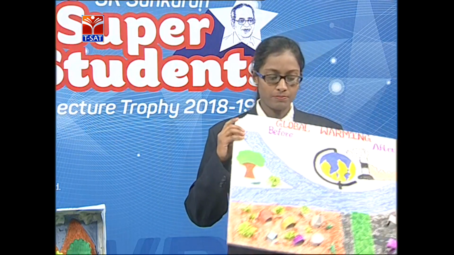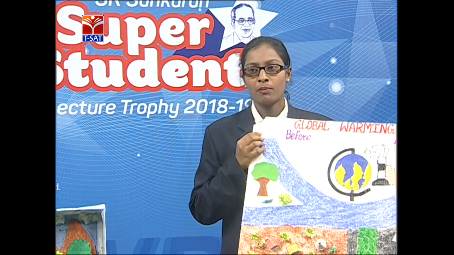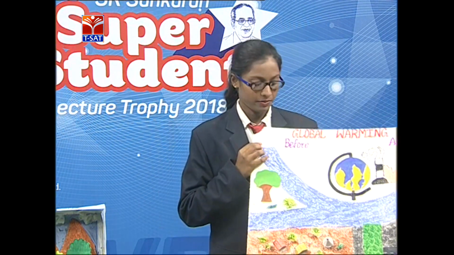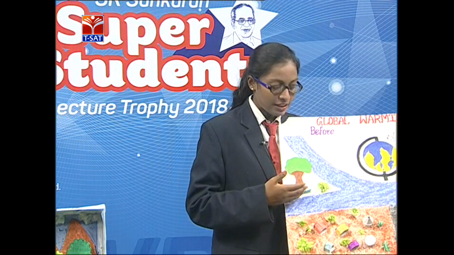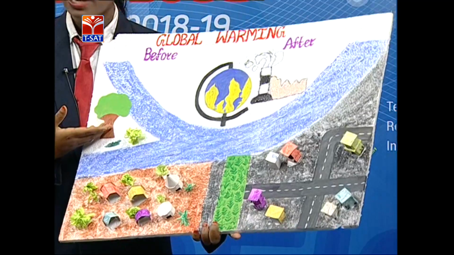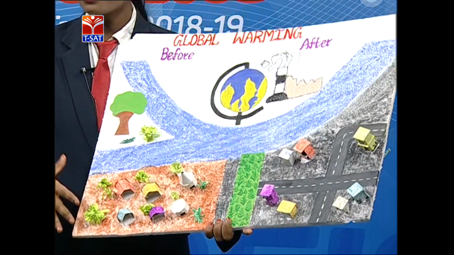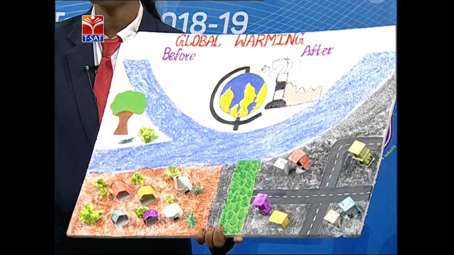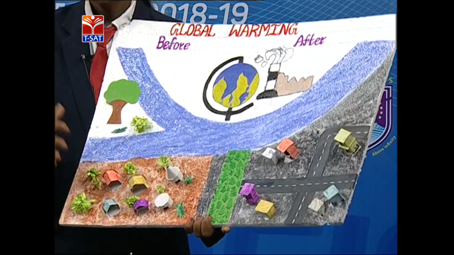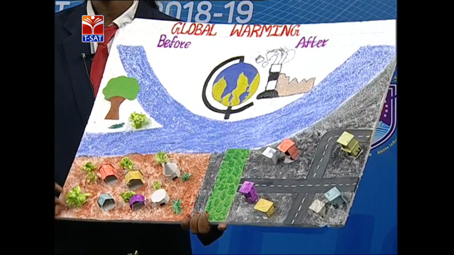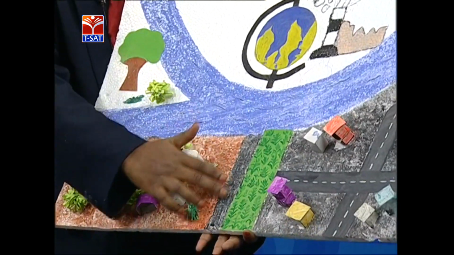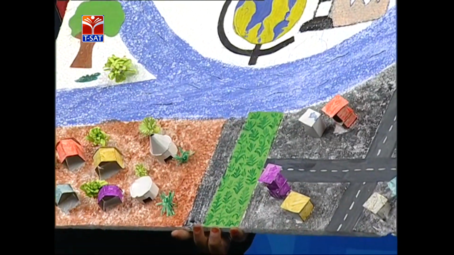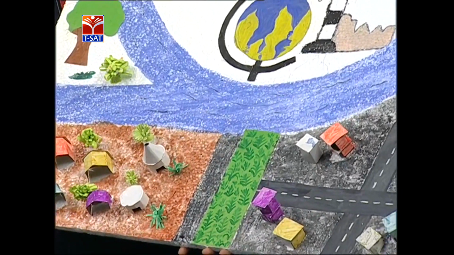And next, I am going to show a project of before global warming and after global warming. Before global warming, the earth was with plants and red soil, and the houses were plenty. That means there was space, and the roads were not even established, but some of the roads were established by the British rulers in those days.